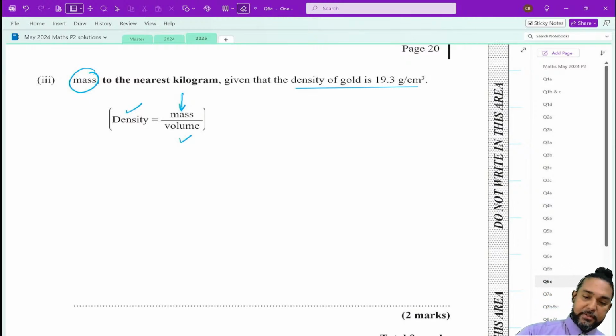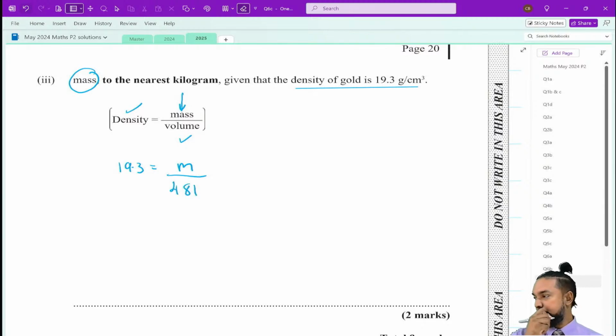Right, so your density is 19.3. We don't know what the mass is, so leave it as M, and the volume was 481, right? So that's what you should have. I'll give you a minute to rearrange and recalculate, see what you get. Oh, this was the extra.